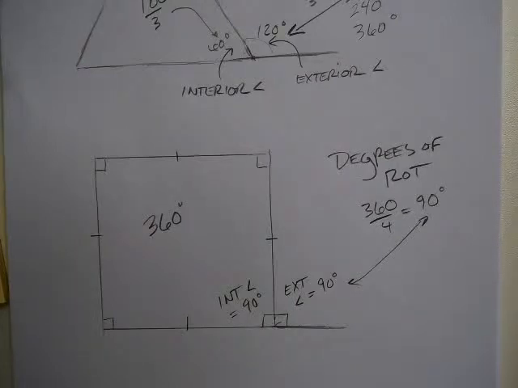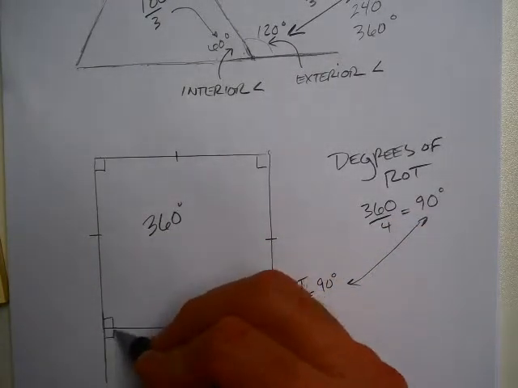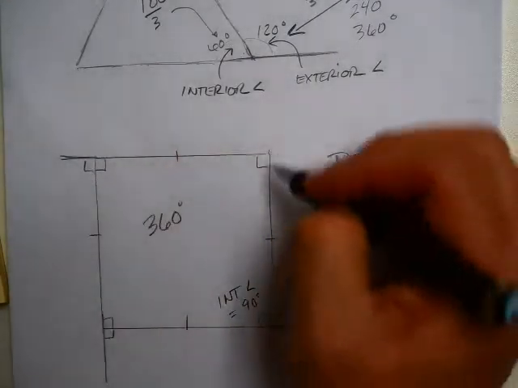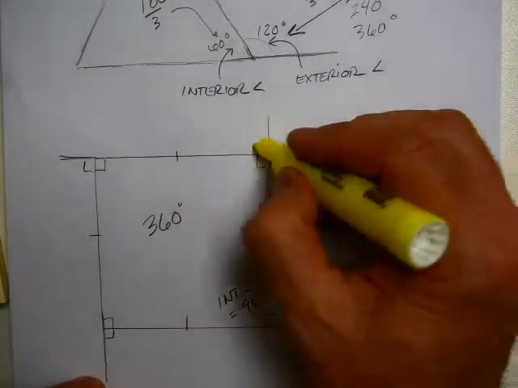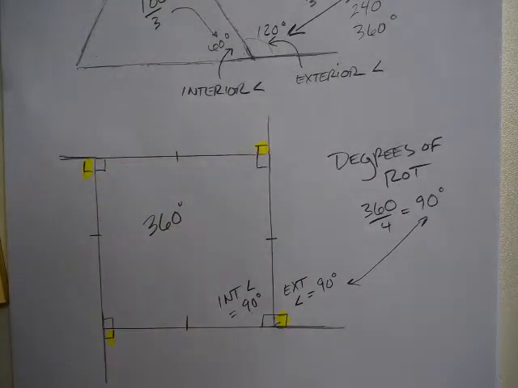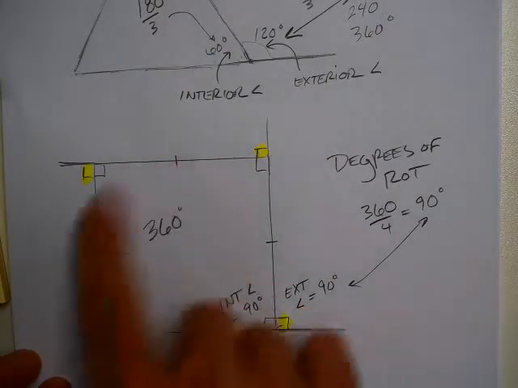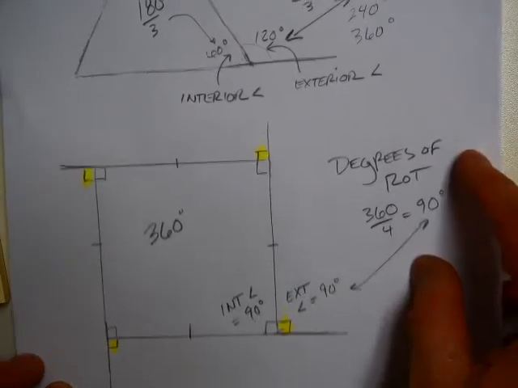Let's back up a second. If I drew an exterior angle off of each of these, what's the total sum of my exterior angles? This one, plus this one, plus this one, plus that one. 360 degrees, right? So the total sum of my exterior angles is 360, and with a square it just so happens that the total sum is 360 as well.